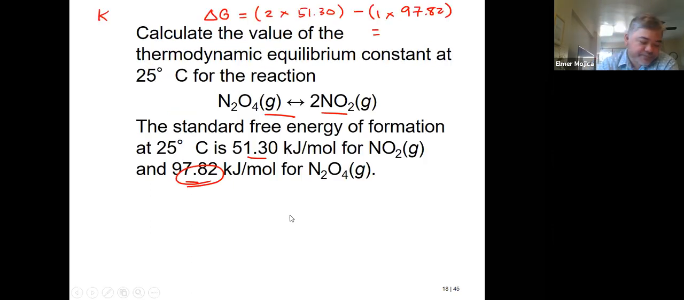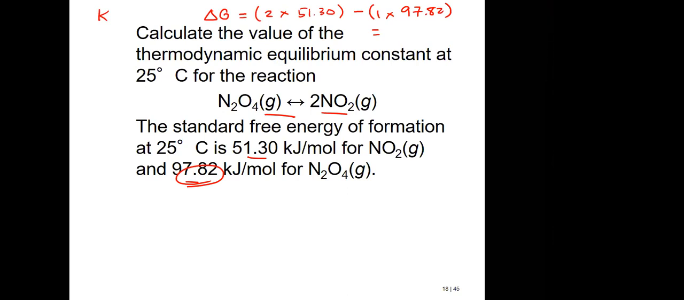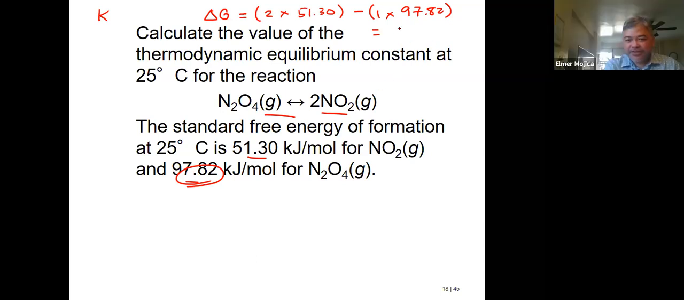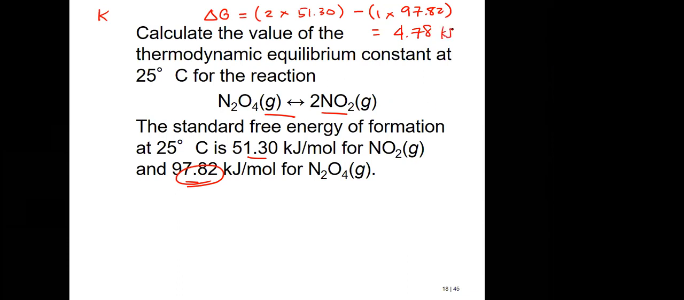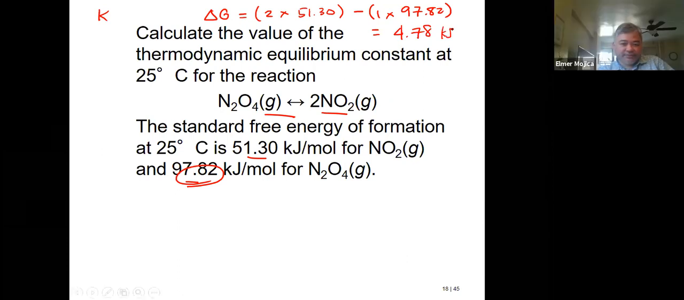Not that one, this one. So what do you get? 4.78. So what can you say about the delta G? This is 4.78 kilojoules. That the delta G is positive. Will the reaction proceed in the forward reaction or did the reaction proceed in the backward reaction?